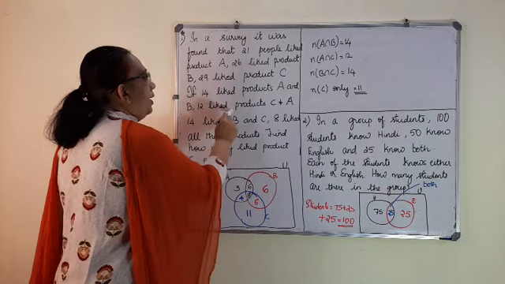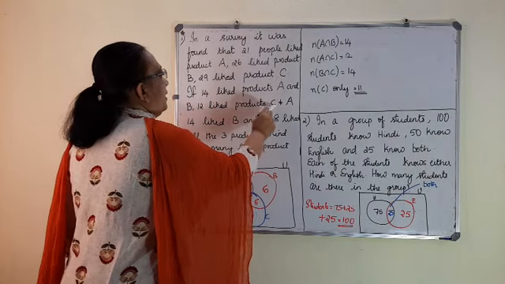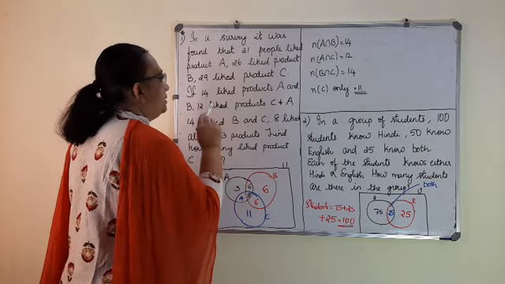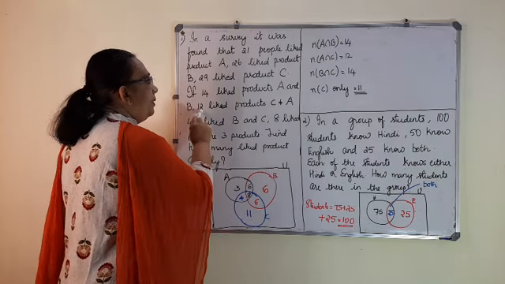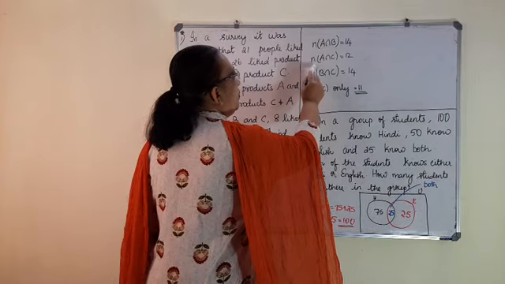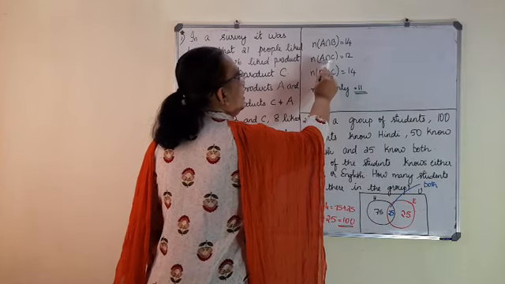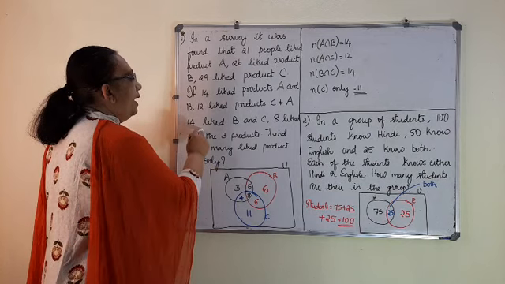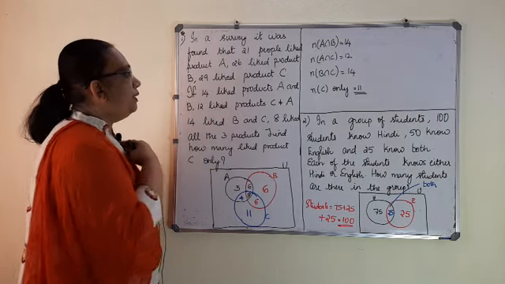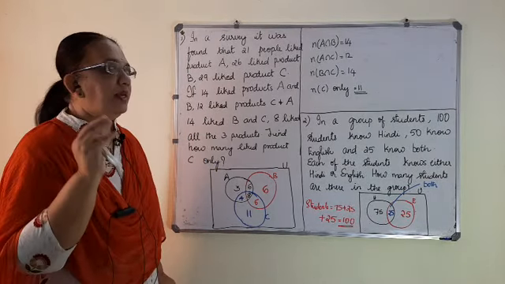12 liked product C and A. Product C and A was liked by 12 people. So in notation, you will write it as n of A intersection C is equal to 12. And 14 liked B and C. 14 people liked B and C products.